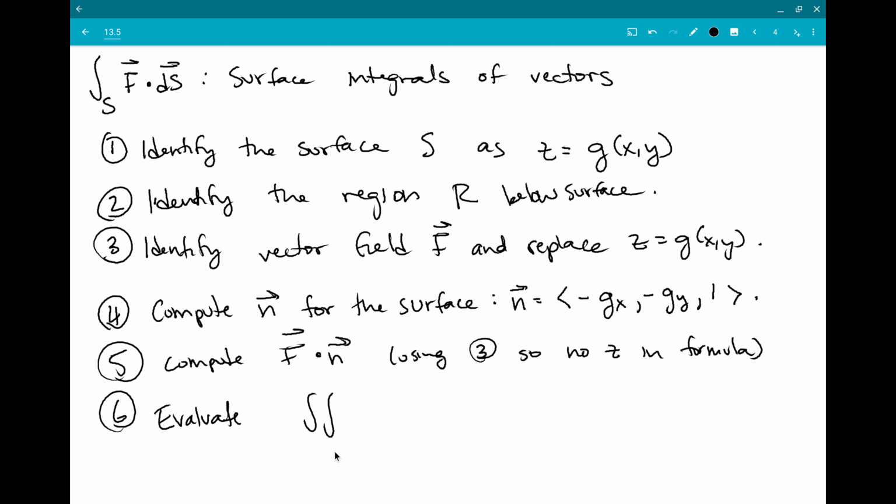And then you can go ahead and evaluate over the 2D region R your F dot n over whatever dA you have, dx dy, could convert to polar, anything you want. But this is going to give you a scalar function. This is a 2D integral, and so that's something you know how to do.